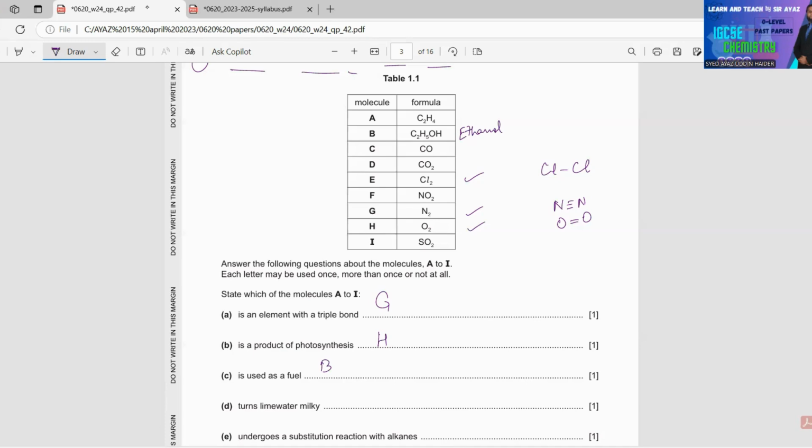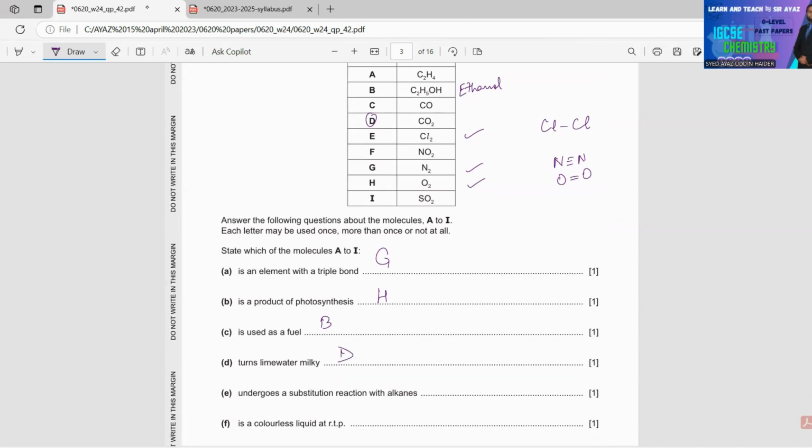D turns lime water milky. We all know that's carbon dioxide. So I'll write D here. Part E undergoes a substitution reaction with alkanes. Now, alkanes undergo substitution reaction in the presence of ultraviolet light with halogens. So we have one halogen here, which is Cl2. So it must be E.